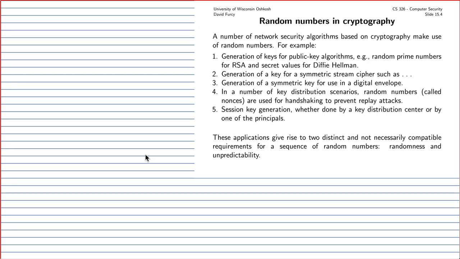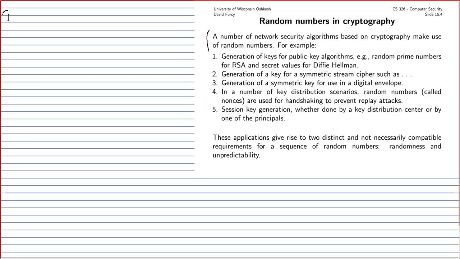But the goal of this video is to convince you that actually there's a very strong connection between public key cryptography and cryptography in general and random numbers. In particular, it turns out that many computer security algorithms, in particular network security algorithms, use random numbers in a variety of places. So I want to discuss a few applications. Some of them we've already discussed and some of them we have yet to discuss.